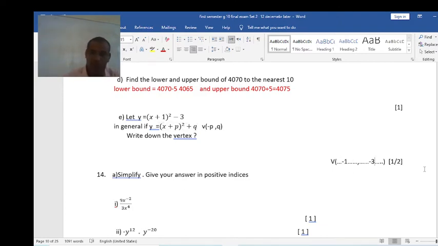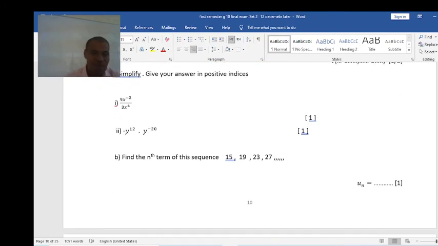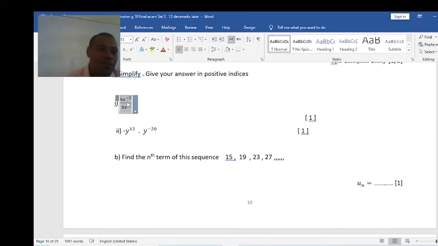Okay, now move to the next one. Simplify, give your answer in positive indices. You can see this one. Copy. Look here, 9 divided by 3 is 3. I will just erase this one because I simplified. Then x to the power negative 2 divided by x to the power 4. This is negative 2.